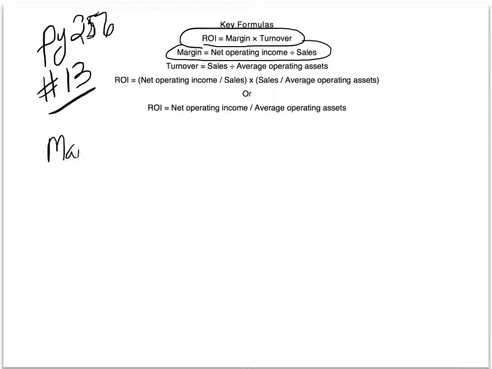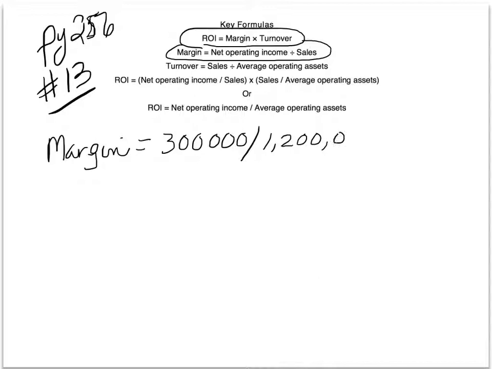So if we go over here and we take the margin, we would do equals 300,000, which is the operating income that they gave us, divided by the sales of $1.2 million, gives us a margin of 0.25.